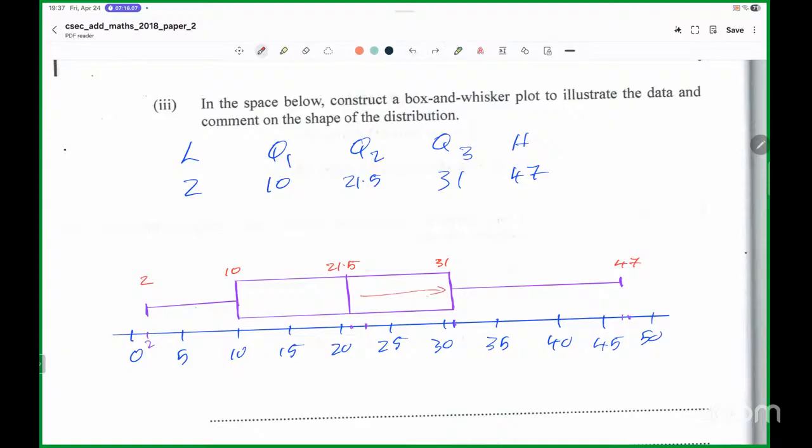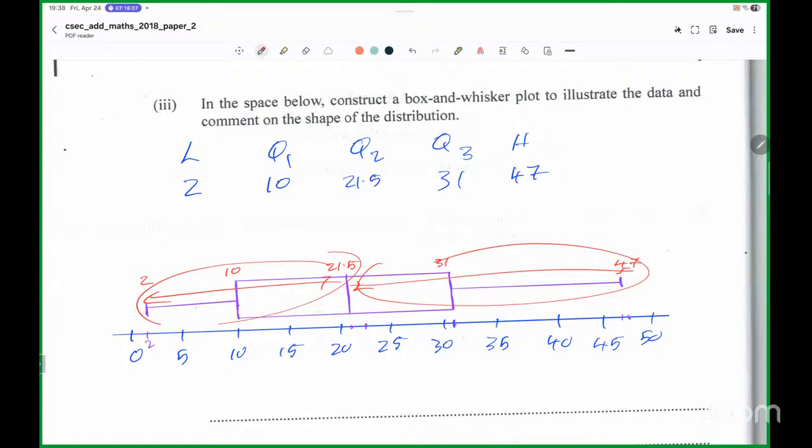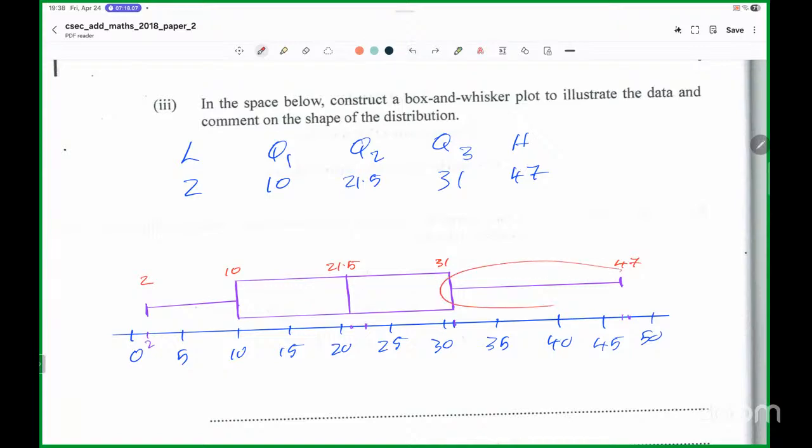What is obvious is that this whisker is super long on the right side. It's not just the whisker or the box alone that determines it, it's a combination. Sometimes you can measure from the median and go all the way out, and from the median go all the way out the other side. That length is longer than the length over there. So overall, it is right skewed or positively skewed.